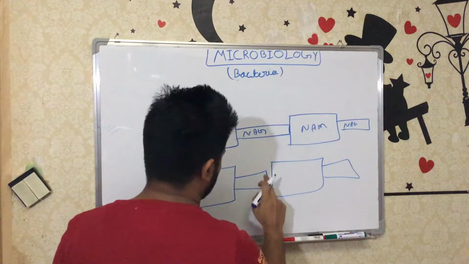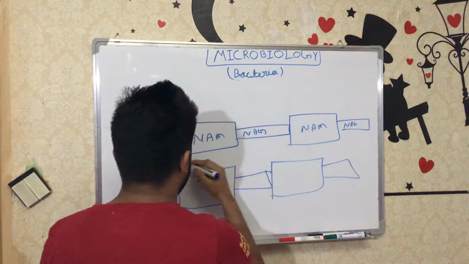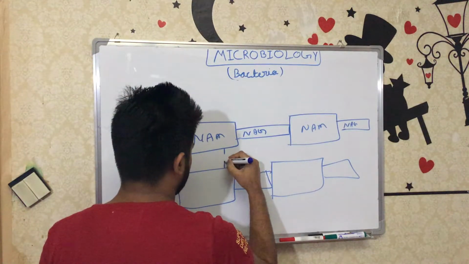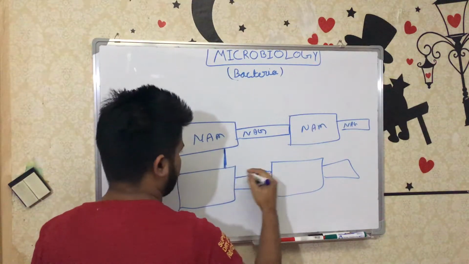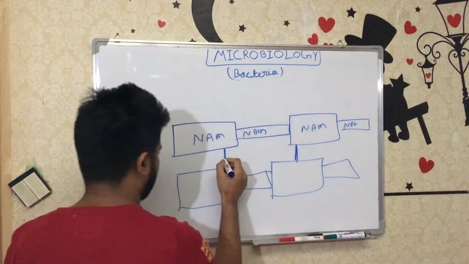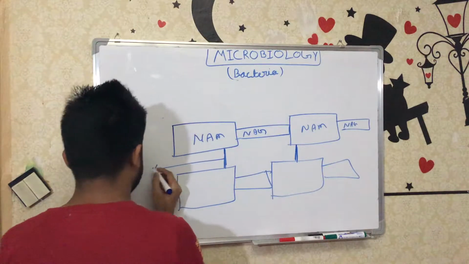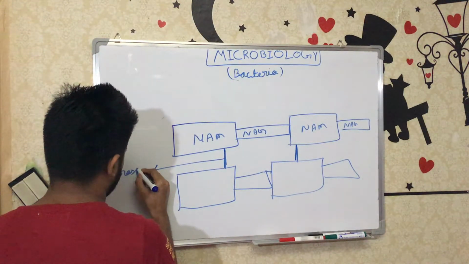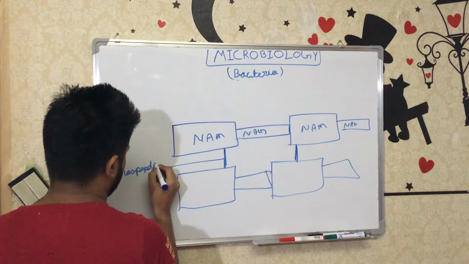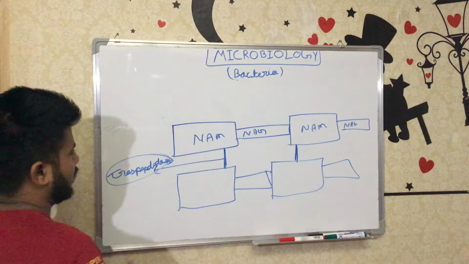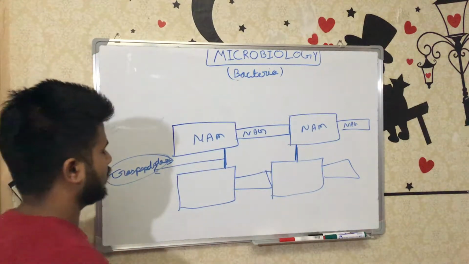You can say this is the peptidoglycan layer, and each peptidoglycan layer is attached by the peptide link. This peptide link is made by the enzyme transpeptidase. This enzyme helps to link them to each other.